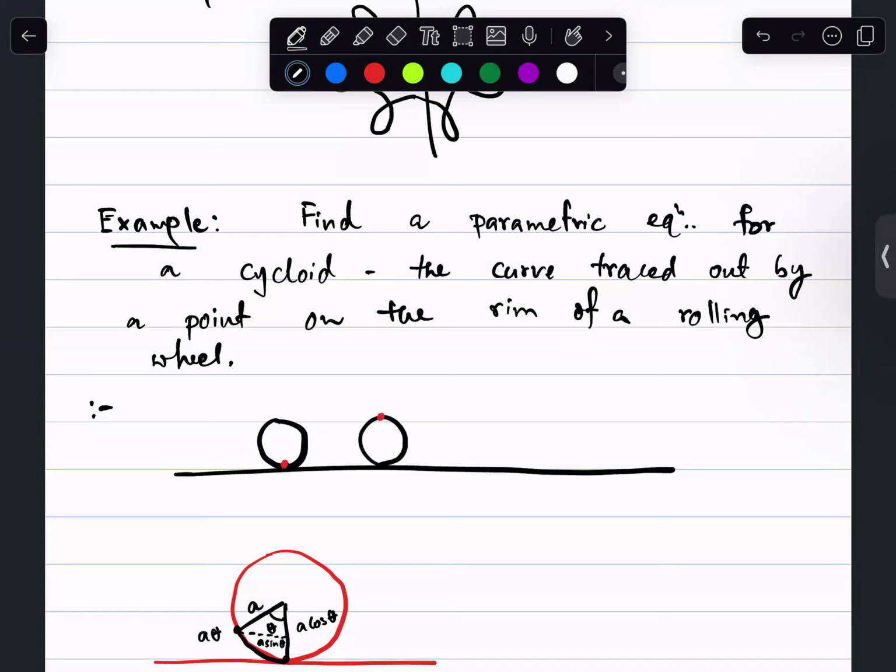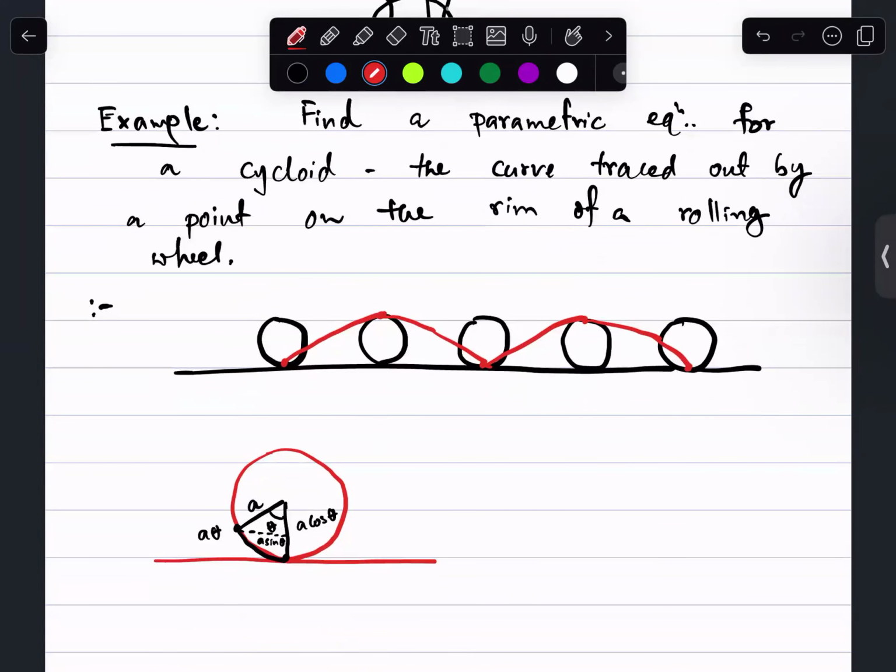When the wheel moves, this red dot, my chosen point, also moves along with it. So I'm basically tracing this point again and again. If I only focus on the point and draw a line through all of the different positions of this point, I'll get a curve, right? And this red line is called a cycloid. Say a is the radius of the wheel.